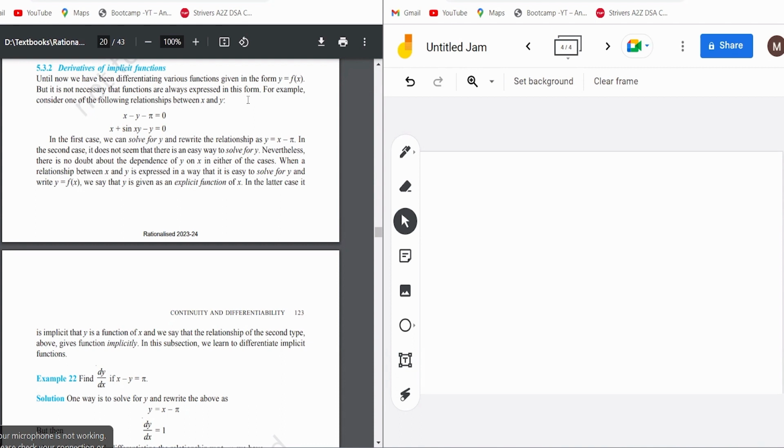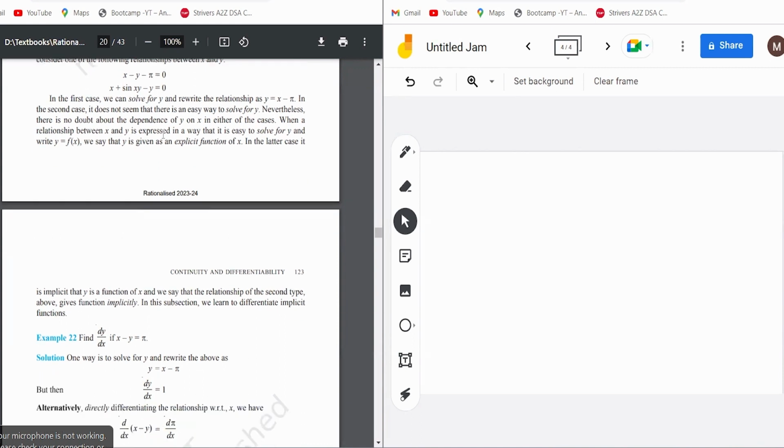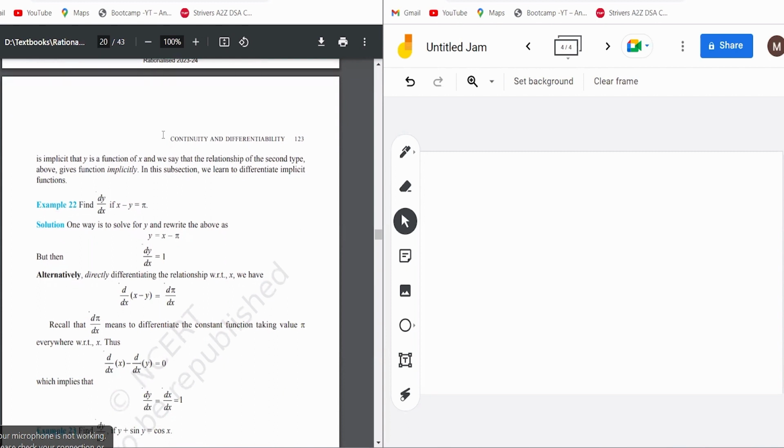Like y equal to some function of x, this is one type of function, but this is not always the case. Like, talking about this one, x plus sine of x, sine xy minus y equal to 0. Here you can't separate x and y because x and y are given inside the sine function. So in these type of functions, the variables are mixed, so we can't separate them. So these type of functions are known as implicit functions. So how to differentiate these type of functions, we will read here. Okay, so let us do it.